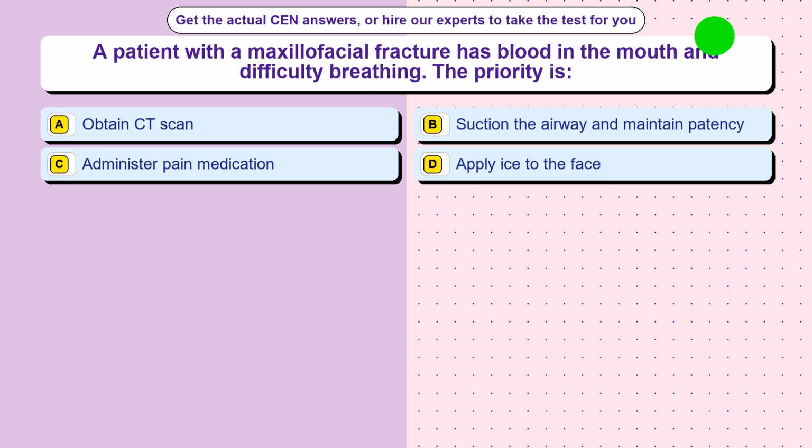Question 11. A patient with a maxillofacial fracture has blood in the mouth and difficulty breathing. The priority is Option A, obtain CT scan. Option B, suction the airway and maintain patency. Option C, administer pain medication. Option D, apply ice to the face.